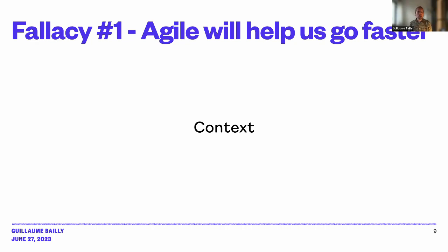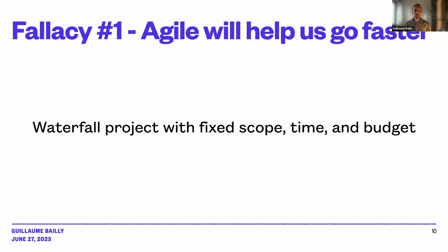So let's start. Fallacy number 1: Agile will help us go faster. Earlier in my career, I was on this Waterfall project, which had fixed scope, time, and budget. And it's rather clear what we need to do. There is a list of tasks that has been signed off by the client, and they want us, with other developers, we were 3 developers in the end on this project, to implement this set of tasks. Pretty simple.